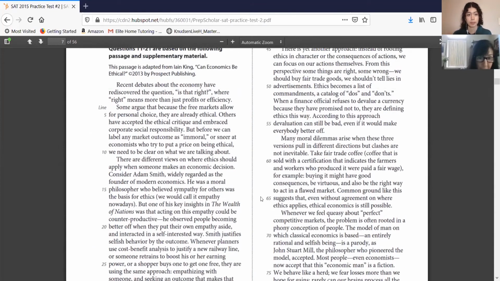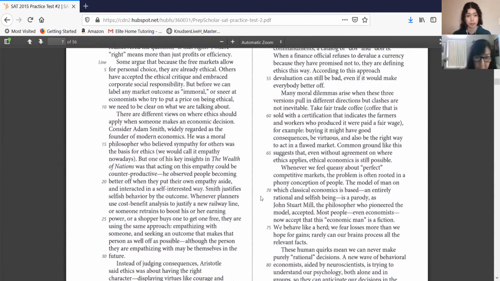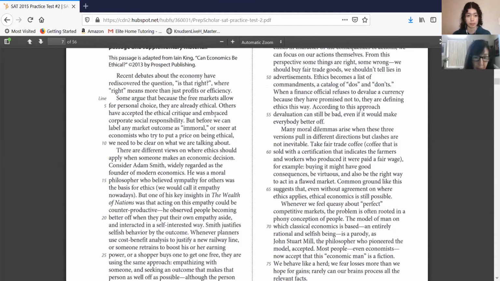Looking. So the word embraced, oops, there we go, is right here, embraced. So there's only 3 more lines from the beginning, so I'm not going to just start here at the paragraph. I'm going to read 3 more lines. We're talking an extra 8 to 12 seconds. That's not going to hurt me. Recent debates about the economy have rediscovered the question, is that right?